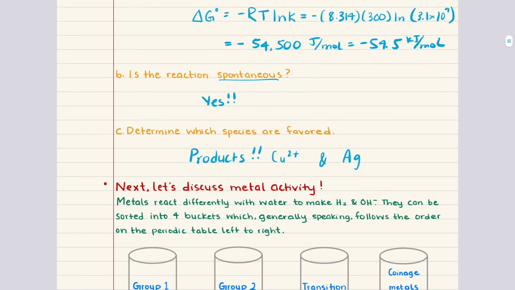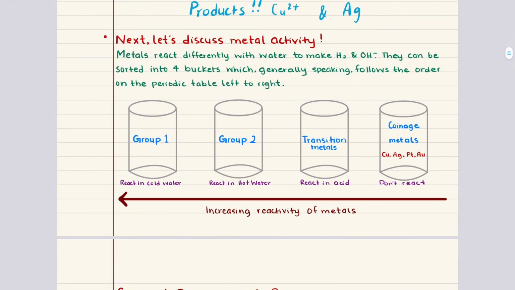Now let's shift our topic of interest a little bit and talk about metal activity. When we talk about how active a metal is, what we're really describing is how willing that metal is to lose electrons. A metal that gives up electrons easily is a strong reducing agent because it reduces something else by donating its own electrons. A metal that holds onto its electrons tightly is a weak reducing agent.